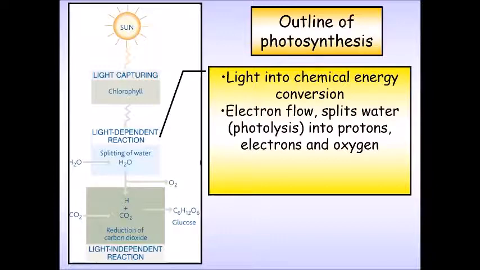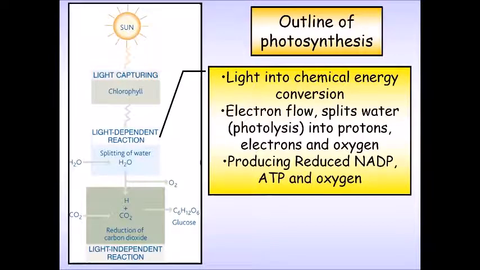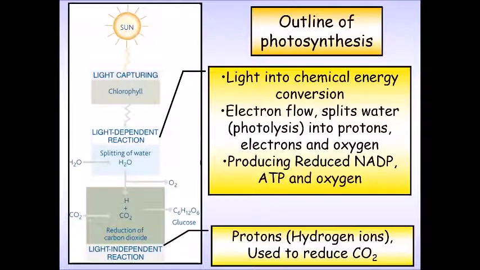The key products that are made at this point are reduced NADP, often referred to as NADPH, ATP, and that waste product, oxygen. What happens in the second stage, the light independent, is the protons, the hydrogen ions, are used to reduce CO2 and convert it into glucose ultimately. We'll look at that when we look at the light independent stage.